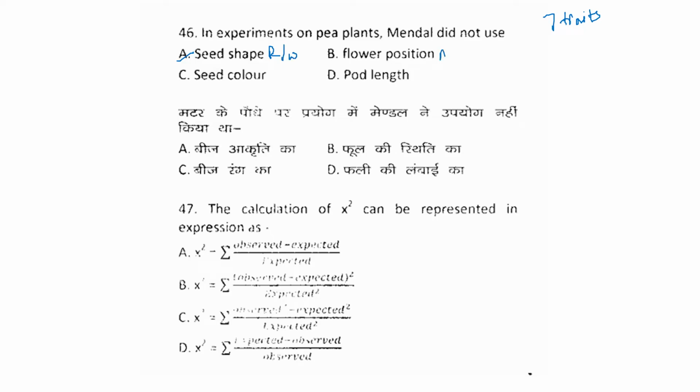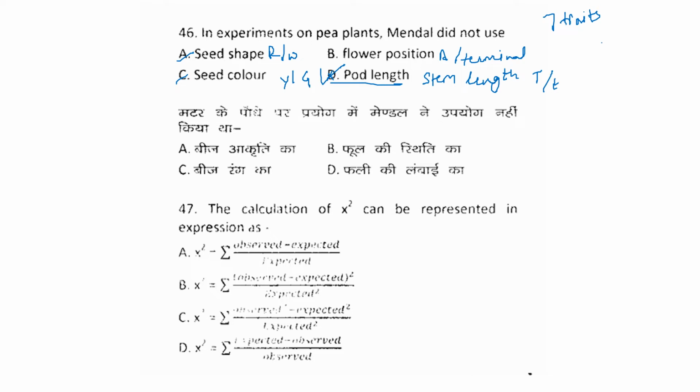Flower position, either axial or terminal, and seed color. Seed color also he has used. So seed color was either yellow or green. Pod length was not used by Mendel. And so the correct answer is D. Instead, he used the stem length, that was tall or dwarf.